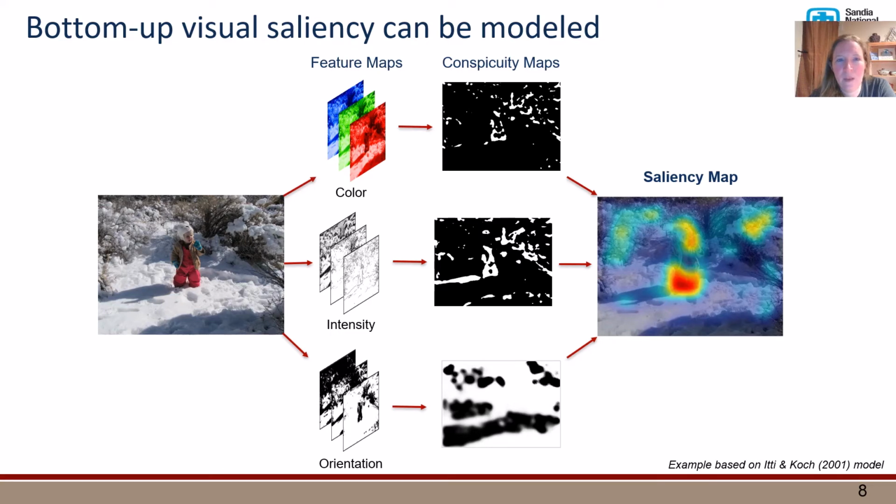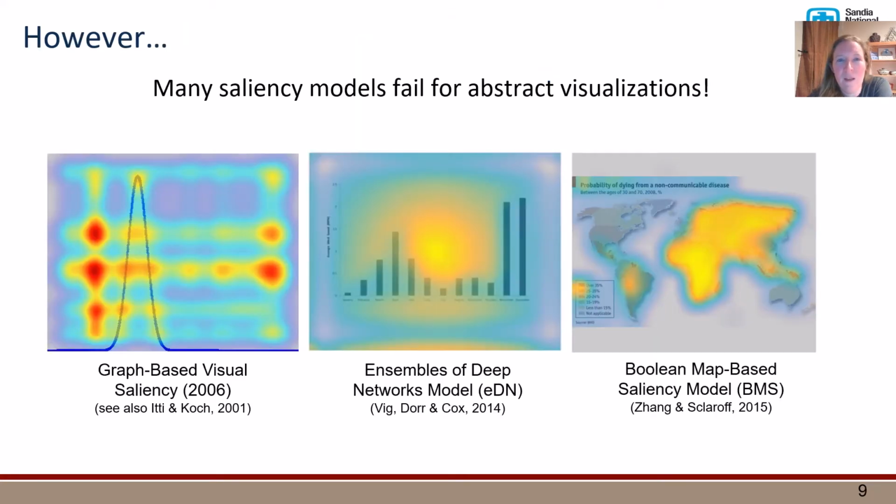When we were looking at generalizable ways to evaluate data visualizations, we thought having a bottom-up saliency map could be really useful, because if you know what is most salient, what's likely to capture people's attention, you can then look at the viz design and see if the things that are most important to the viewer, the end user, are also the most salient. However, we found that many of the existing saliency models fail for abstract visualizations. Here are three examples of pretty simple data visualizations run through three different saliency models, and they all fail pretty spectacularly to predict where people will look in these images.